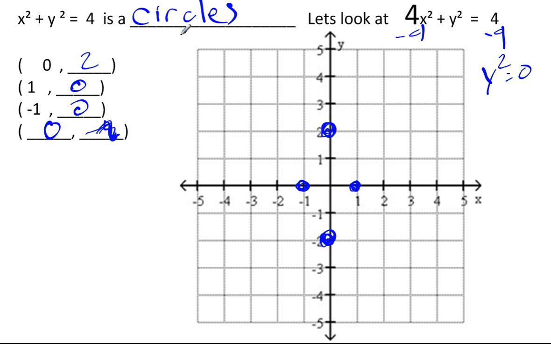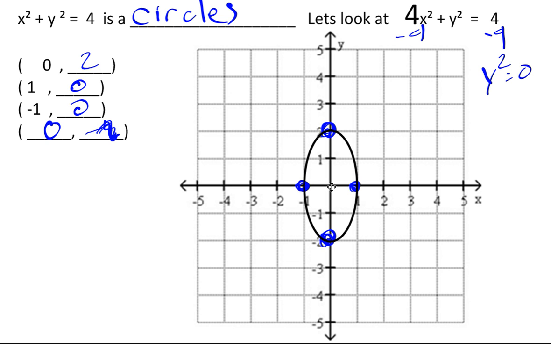So you can start to see what it's going to kind of look like there, and we draw our oval in. Right here. Like so. So that's what our ovals will look like. Or ellipses, as the fancy word is for them.